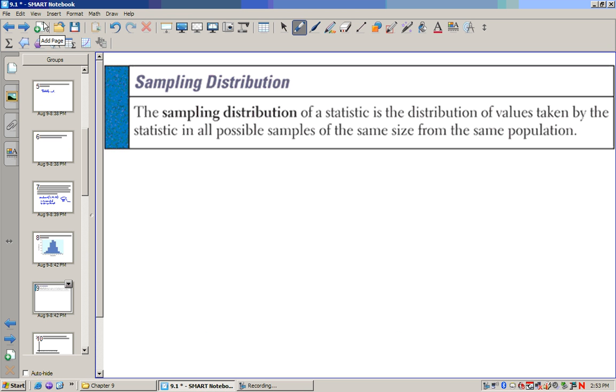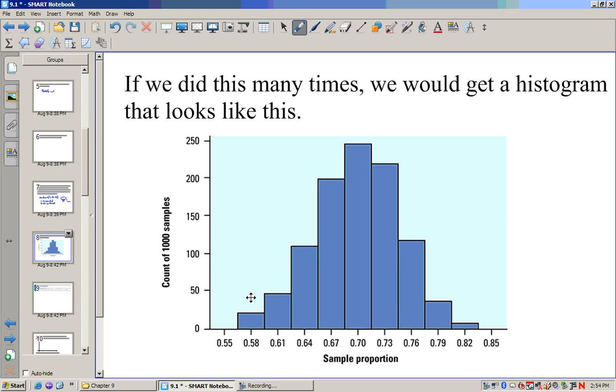This is called the sampling distribution. The sampling distribution of a statistic is the distribution of values taken by the statistic in all possible samples of the same size from the same population. So this right here is a sampling distribution. Many samples are compiled to see what the actual population is.